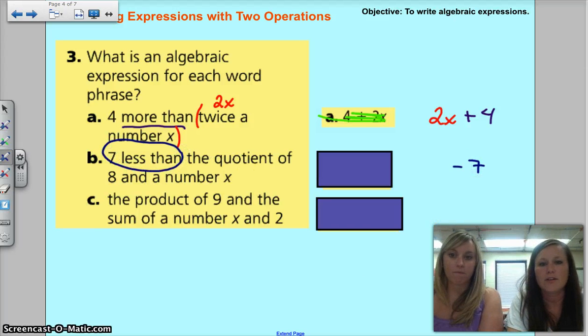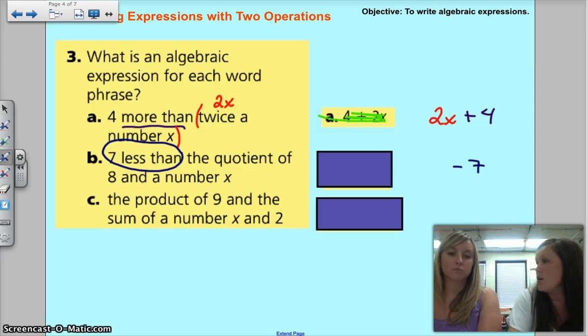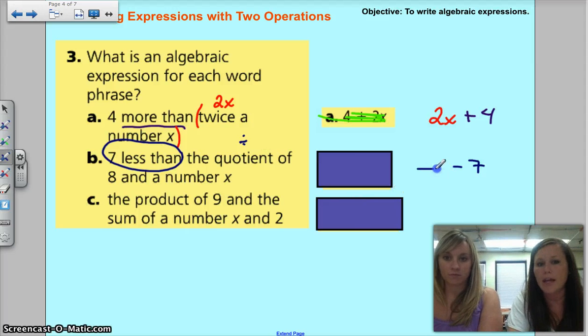Then the quotient, not quantity, because I kept mixing it up. Quotient means division of 8 and a number x. Read it from left to right. 8 divided by x. So what goes on top? 8 over x. Got it.